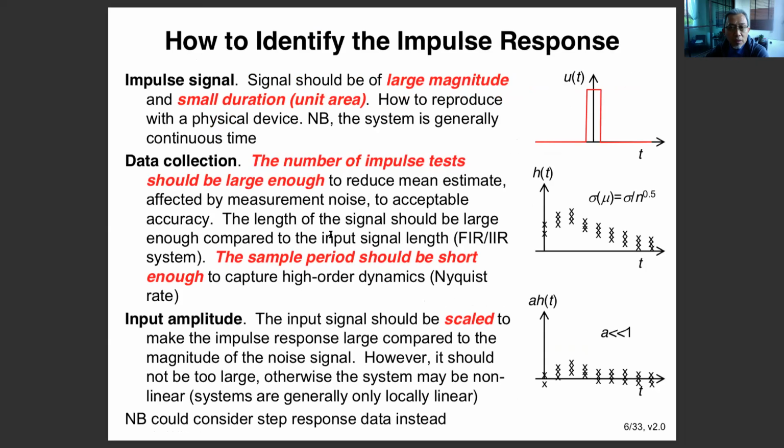First, the impulse signal should have a very large magnitude, which is the highest value, and a small duration with unit area, a very, very narrow width, to produce a good injection into the system. Then for data collection, the number of impulse tests should be large enough, and the sample period should be short enough. And the input amplitude must be scaled in order to make the impulse response large compared to the magnitude of the noise signal.